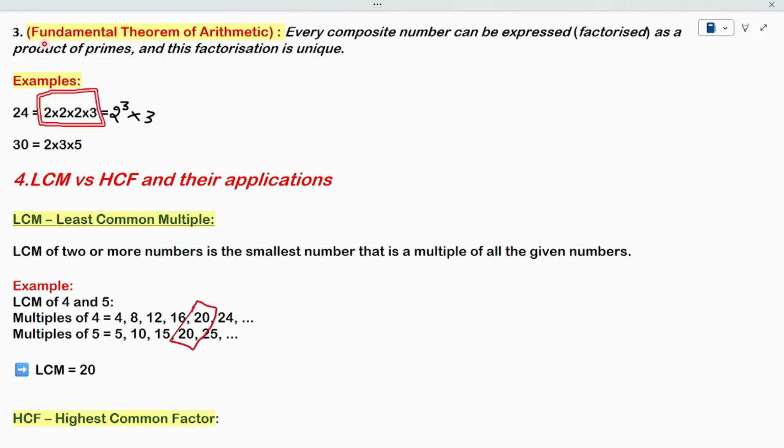The same thing is explained in the fundamental theorem of arithmetic: any composite number can be expressed as the product of prime numbers. Here 24 is a composite number, expressed as the product of prime numbers 2 into 2 into 2 into 3. Here also the composite number 30 is expressed as the prime numbers 2 into 3 into 5. Why? Because 2 is a prime number, 3 is a prime number, 5 is also a prime number, which means every composite number can be expressed as the product of prime numbers.